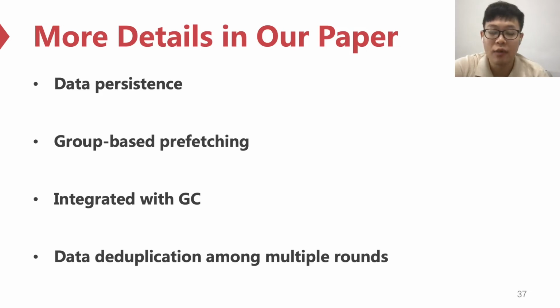For example, we discuss how data should be persisted if the application requires. We also discuss group-based prefetching so that we can reduce the number of page faults and reduce the overhead. We also discuss how to integrate ZCOT with GC so that the GC overhead will not be large. We also find that the data transmitted in different rounds may be duplicated and implement a data duplication optimization. For all those details, please check our paper.